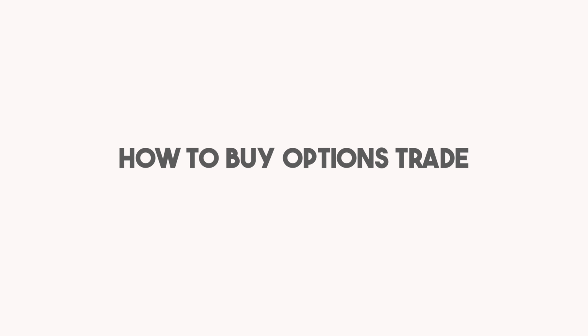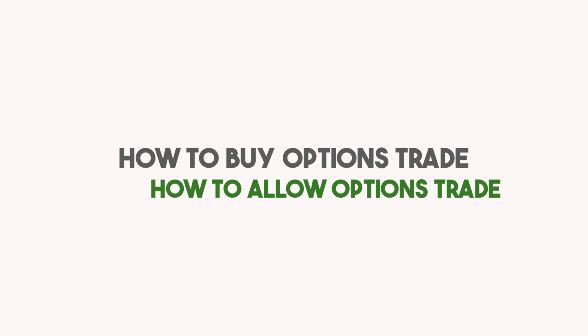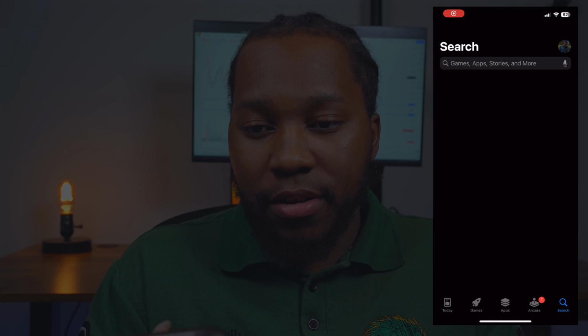Today we're actually going to be talking about options. How to buy options, trade, and how you even get options. So we're going to go into our app store because I have an iPhone. If you got Android, you're going to go to the Google Play Store. I believe that's what it's called. I don't know, I haven't had Android for so long. But we're going to go into the Apple Store.